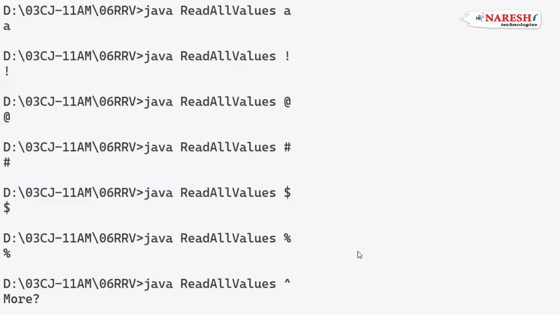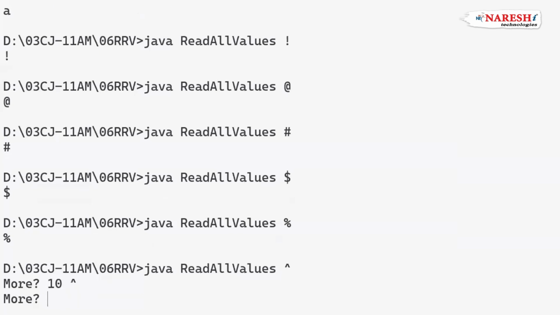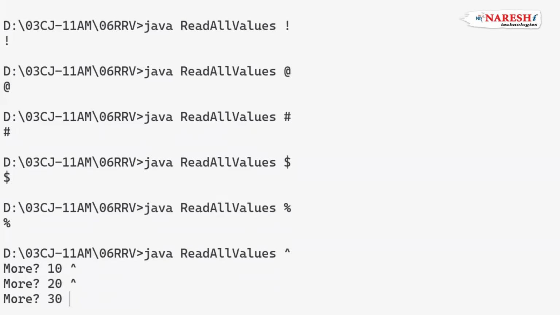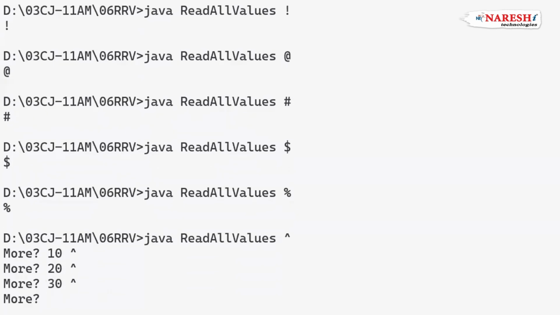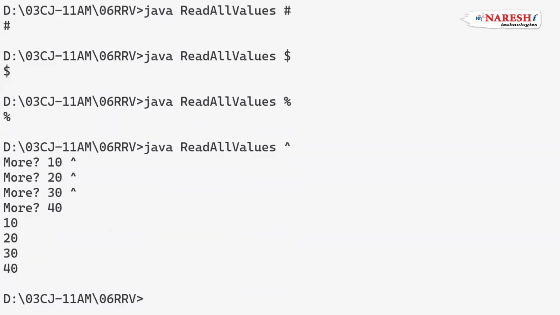What is the meaning of more? Enter 10, caret, more. Enter 20, caret, more. Enter 30, caret. 40, no caret. All values are coming now: 10, 20, 30, 40. By typing that caret symbol, you are informing the console that you wish to enter more values. Command line arguments you have to enter in a single line with a space separator. How many values can I enter to my program?